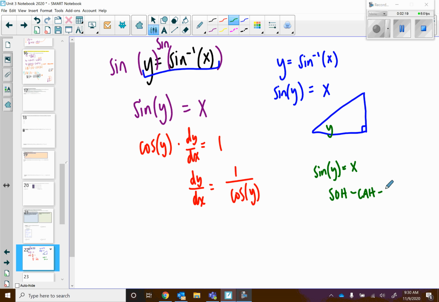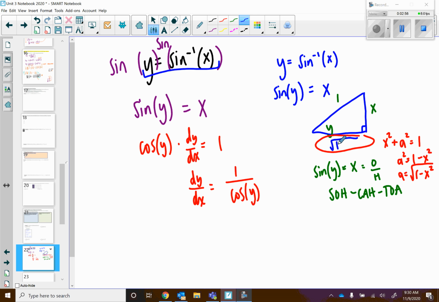SOHCAHTOA helps us remember that sine is opposite over hypotenuse. That means the opposite side here would be x, and the hypotenuse is 1. And now let's solve for this third side. So x squared plus, we don't know what this is, we'll call it a squared, is equal to 1 squared. Solve for a squared: a squared is equal to 1 minus x squared, or a is equal to the square root of 1 minus x squared. So that's this side right here, the square root of 1 minus x squared.